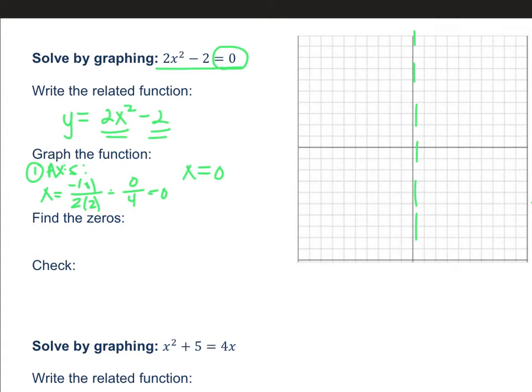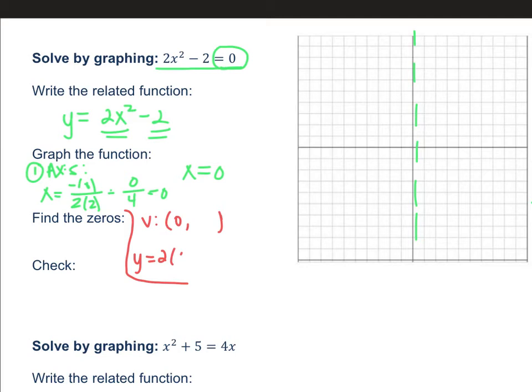Okay. We also need the vertex, so we're going to scrunch our work in, or maybe write it over here. Our vertex is 0 for the x because we know that the axis of symmetry and the vertex have the same value. And then we're going to plug in a 0 for the x into our equation.